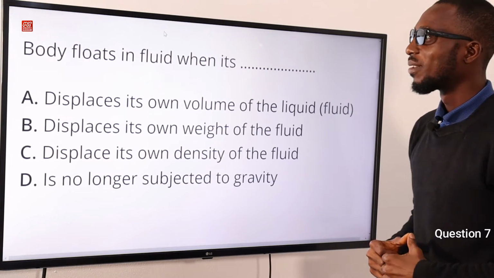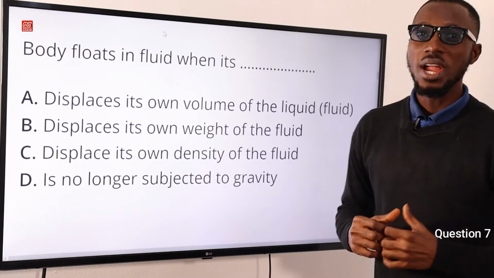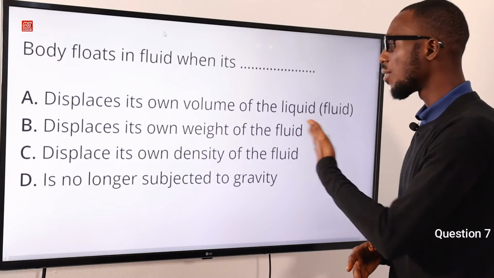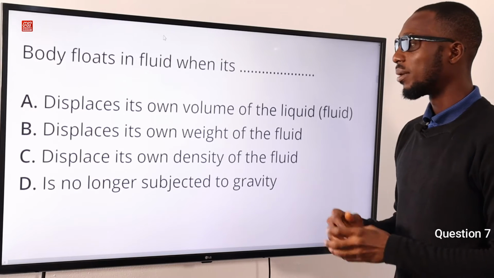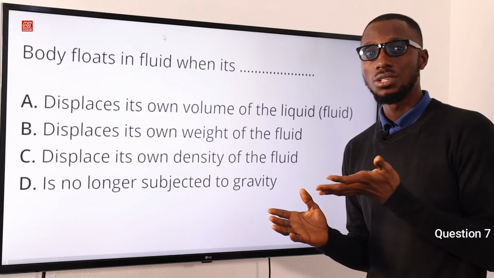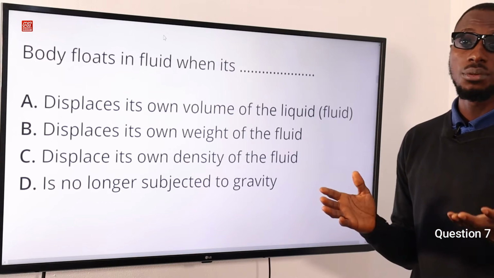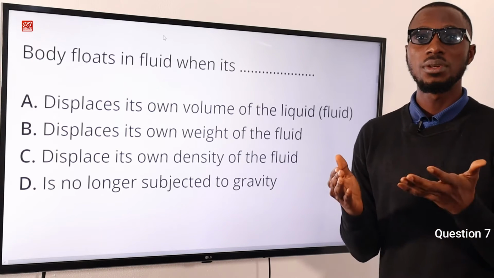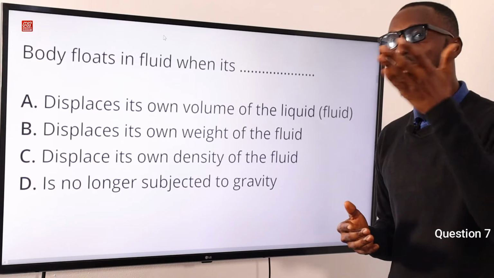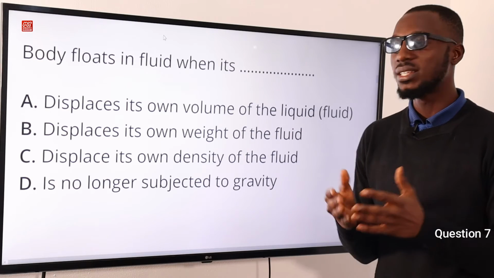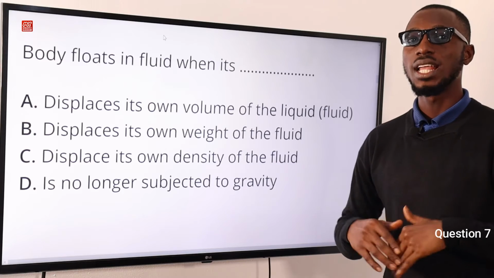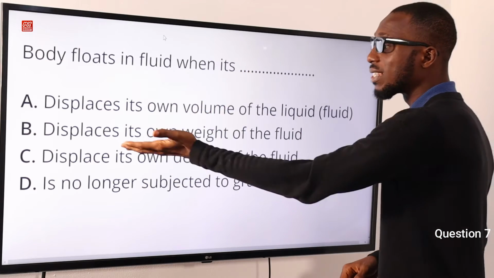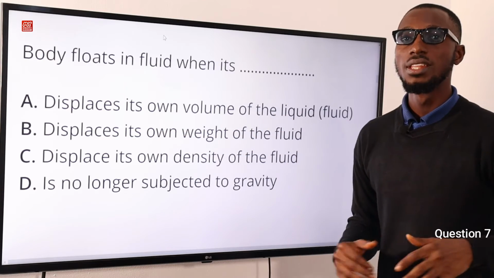Question 7. A body floats in a fluid when it's what? A body actually floats in a liquid when it displaces its own weight of the fluid. If you remember the principle of flotation, for an object to float in a fluid, that fluid can be a gas or a liquid, there must be an upthrust exerted by that fluid on that object. It must be equal to the weight of the object so that the object can float. So the correct option here is option B. A body floats in a fluid when it displaces its own weight of the fluid. So option B is the correct option.